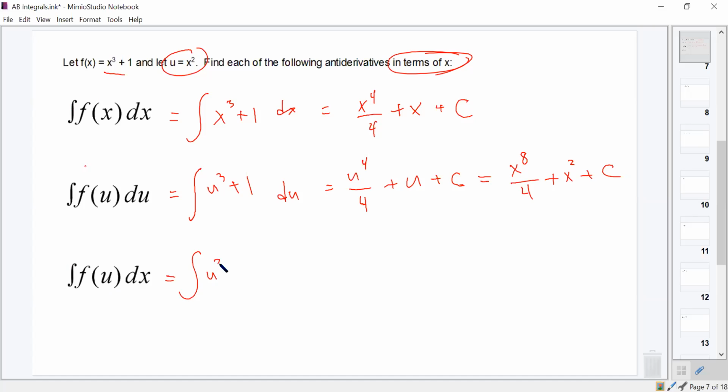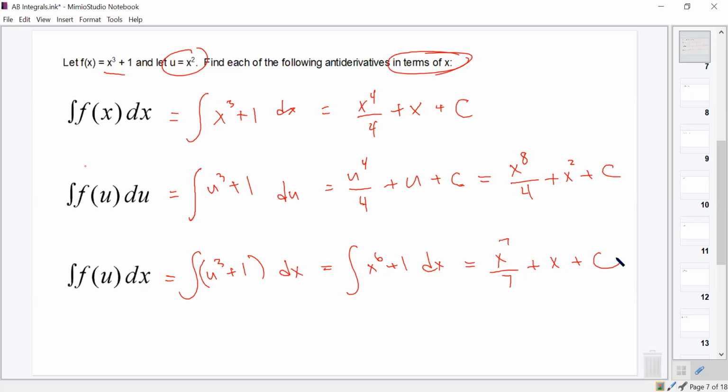Well, that ought to be the integral of u cubed plus 1. That's f of u, right? dx. So we need it in terms of x, which means in order to integrate it, we have to have it in terms of x, which means we need to convert u cubed plus 1 into x before we integrate. So if u is equal to x squared, what is u cubed plus 1? That would just be x to the 6 plus 1. And if we integrate that, that ought to give us x to the 7th over 7 plus x plus a constant.